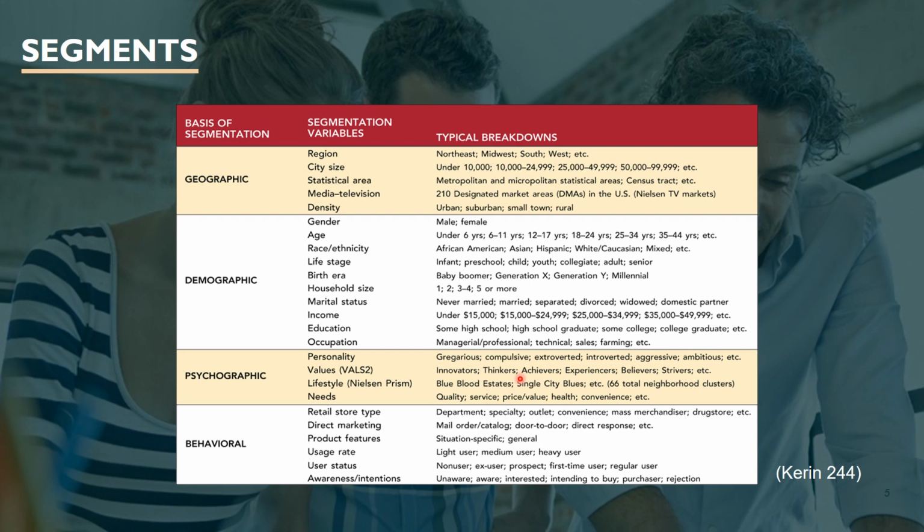Psychographic is the lifestyle. Are they an active lifestyle? You could be older, you could be retired and still have an active lifestyle. But are they artsy people too? Are they entrepreneurs? What's their psychographic like?